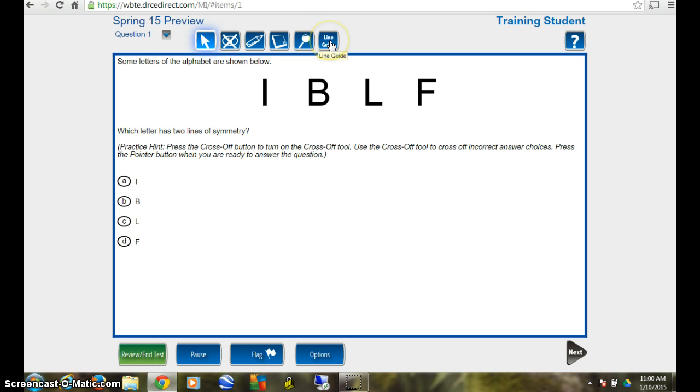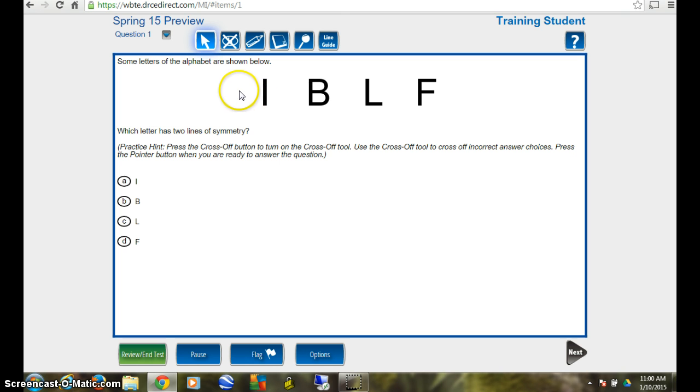Line guide. If we click the line guide, it comes over here and puts up a line guide to help us keep track. But we're just going to turn our pointer back on, turn the line guide off. Some letters of the alphabet are shown below. We look at them, I, B, L, F. Which letters have two lines of symmetry? Well, that is if we know things about symmetry. If you've had instruction in symmetry, lines of symmetry would be if you drew a line through a letter and if you folded it, it would mirror each side.